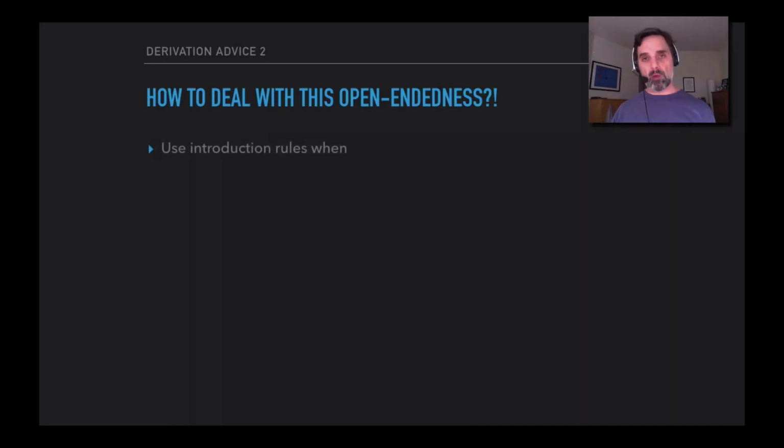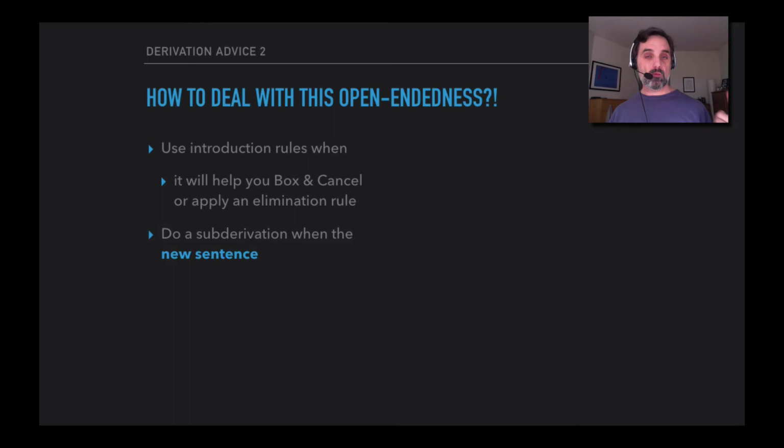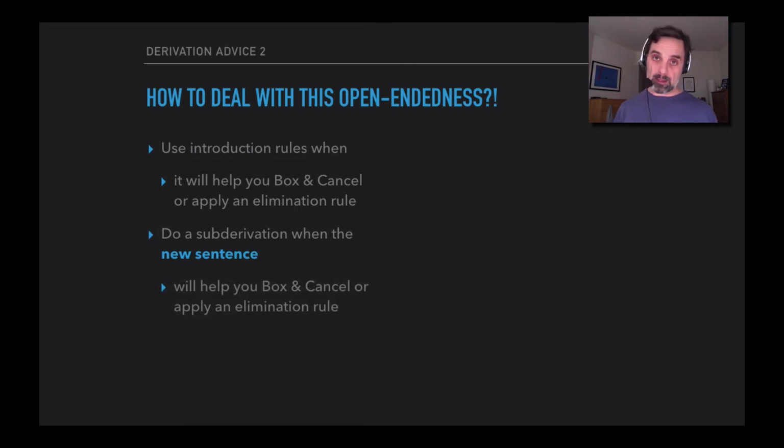Well, we want to remember, when do we use introduction rules? When they will help us box and cancel or apply an elimination rule. When will we do a subderivation? Only if it's a subderivation of a new sentence. And what new sentence? A new sentence that will help us box and cancel or apply an elimination rule. And we want to look for contradictions everywhere, absolutely everywhere. And there's one particular combination of these last two things.